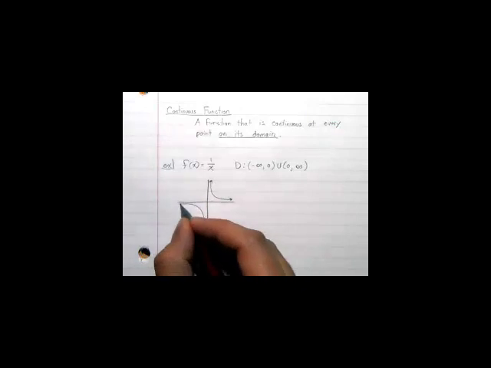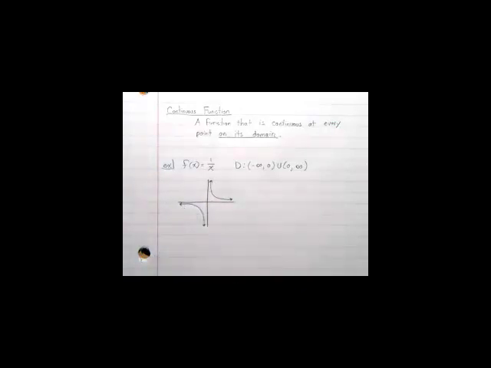So look at the function. Is it continuous on the interval negative infinity to 0? Yes, it is, right? That's this little piece down here. And there's nothing getting in the way of this little piece here. From negative infinity to 0, not including 0. So we don't have to worry about the fact that it never actually gets to 0. But this entire piece right here is continuous.